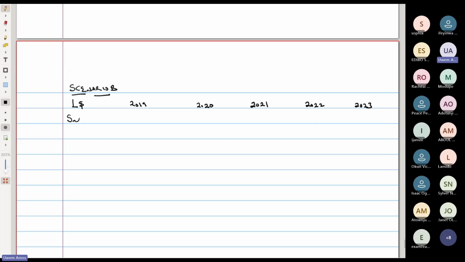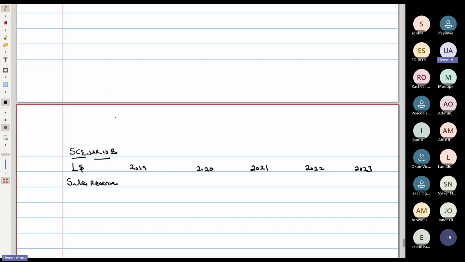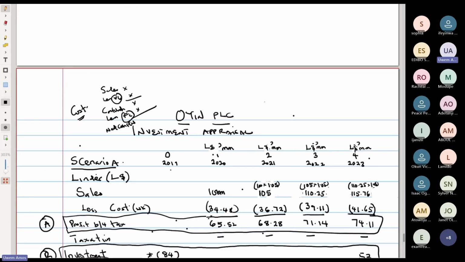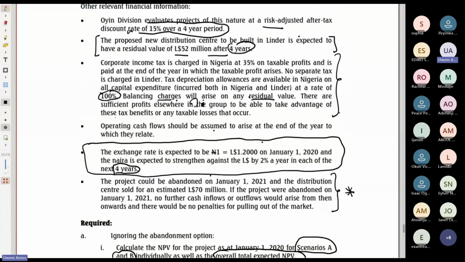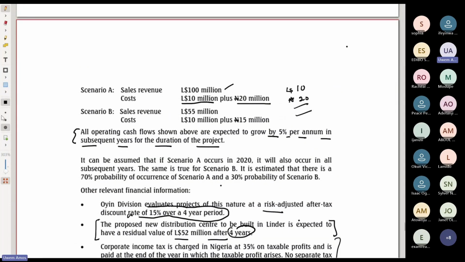So for scenario B, what's our sales revenue? Is the inflation rate the same or different? Our sales revenue is 55 million Linderian dollars. All of the above are expected to grow by 5%, meaning that scenario B is also expected to grow by 5%. Sometimes in the question scenario A is 5% and scenario B is 6%. Please make use of the one that is applicable. But here, all of them grow at 5%.